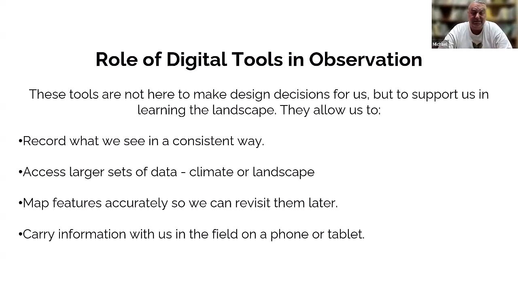Mapping features accurately so we can revisit them later. There are tools that we can use that can actually make notes on, and in different layers, again, that are completely free, that are online, and it actually gives us a little more, not just with regards to accuracy, but also the way we move across the landscape. We can actually map that and put that in quite easily using these apps, which is actually really cool. And carry the information with us in the field, whether it be on a tablet or on a phone.